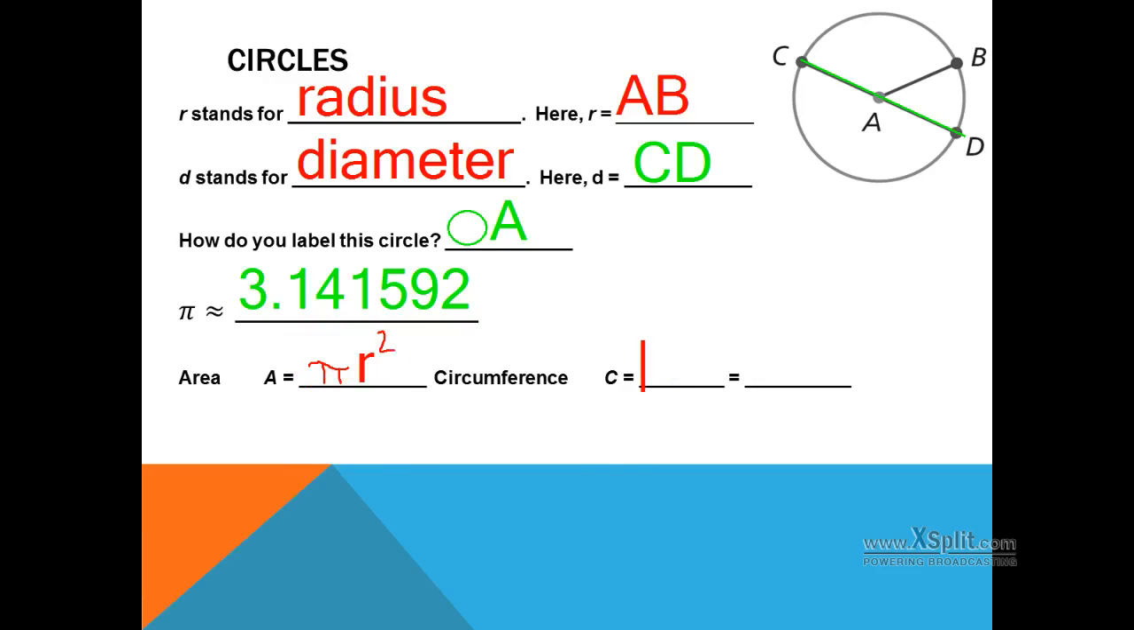In our circumference equation, you can write it one of two ways. You can either write it pi times diameter, or since a diameter is really just 2 radii, made up of 2 radiuses, you can also write that as 2 times pi times a radius, or 2 times radius times pi. Both those equations are fine.